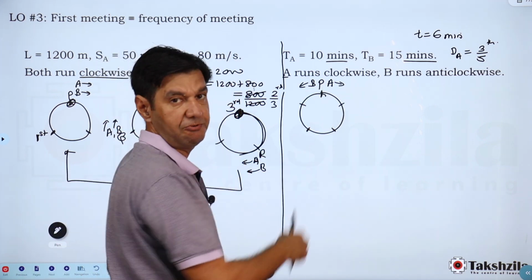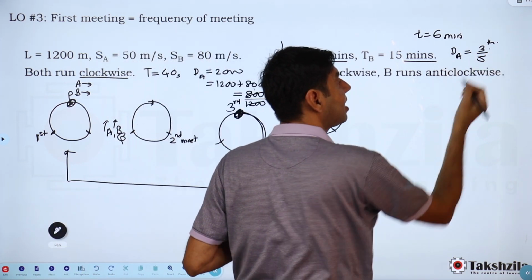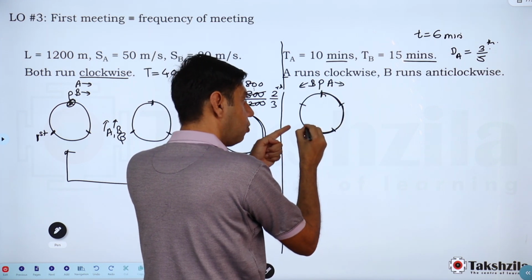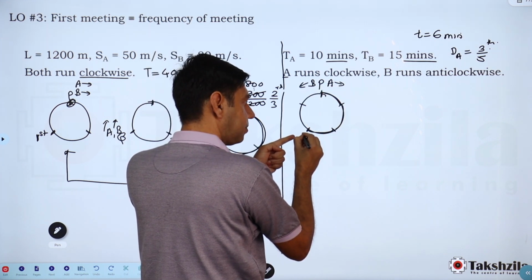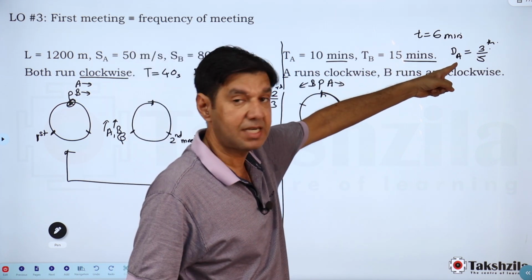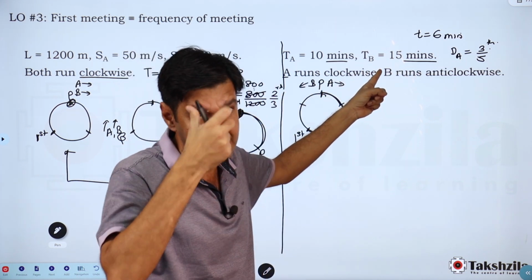So you have divided into 5 equal parts. A will cover 3 out of the 5: 1, 2, 3. So A has reached this point. This is where the first meeting is. Now I would urge you to find the fraction of a round run by B.